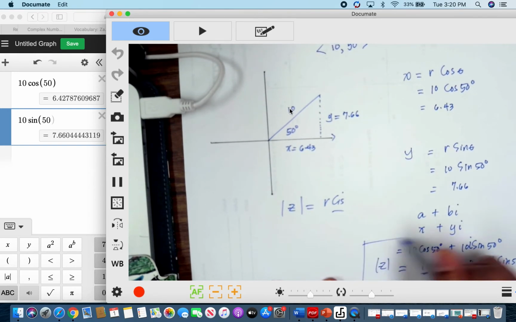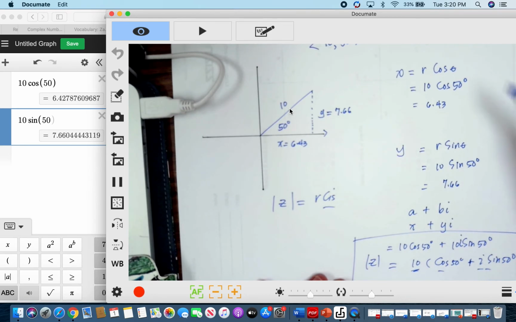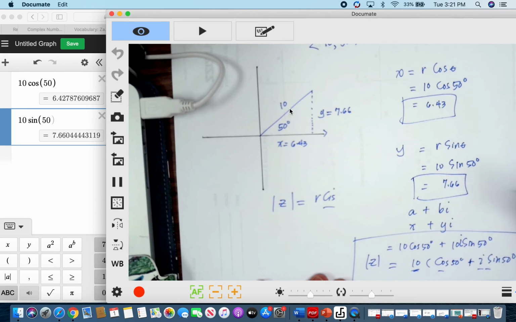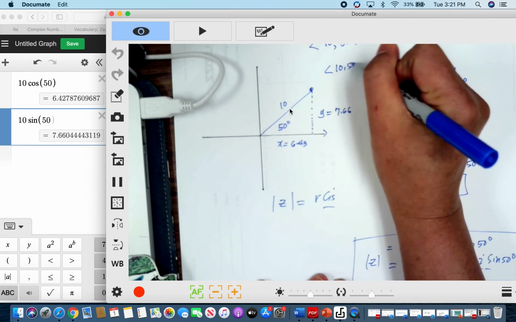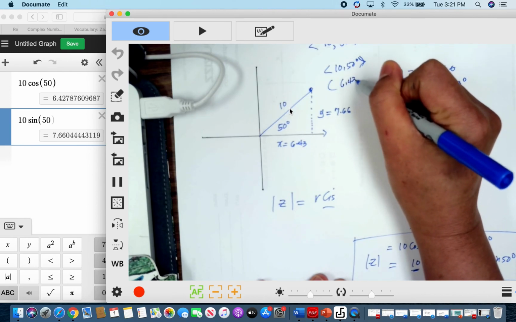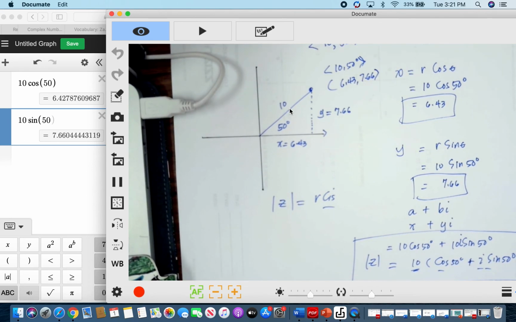So we can express our polar form into a coordinate form. It can also be expressed in a complex form like this. As a conclusion, our x component is 6.43 and our y component is 7.66. This point can be expressed in two ways: one is at 10, 50 degrees, and the other one is at 6.43, 7.66. And that's how we explore polar coordinate form into Cartesian coordinate form and also into a complex form.